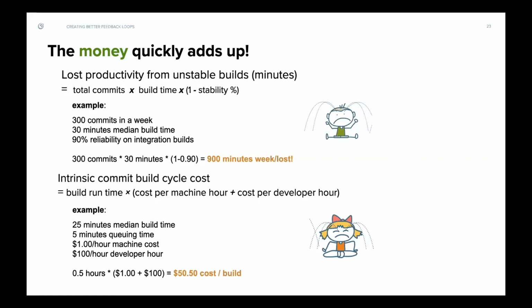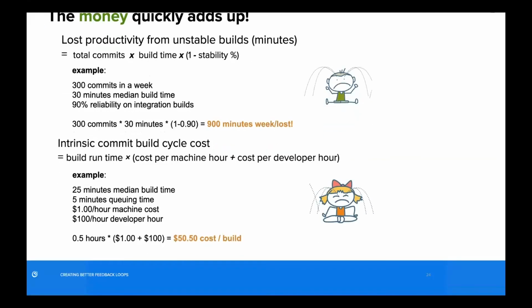Take that as an example just for this equation. But if you assume these constraints, we're looking at around $50 for one build. You clearly want to optimize and you want to make improvements on that. That's a very expensive feedback loop.